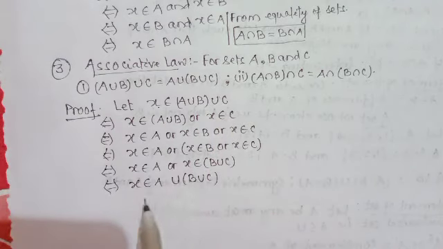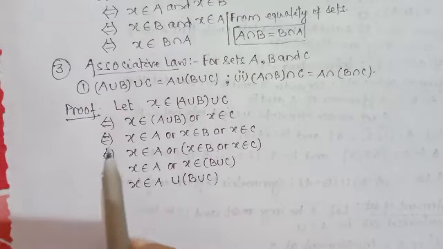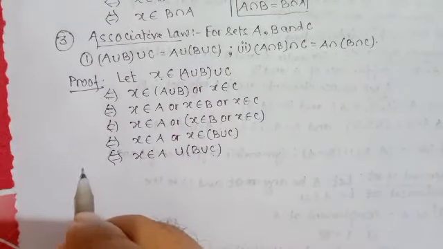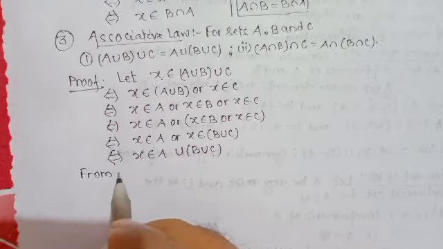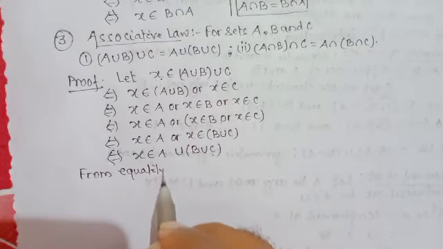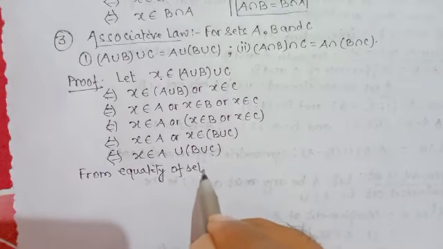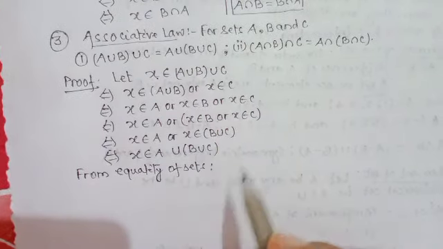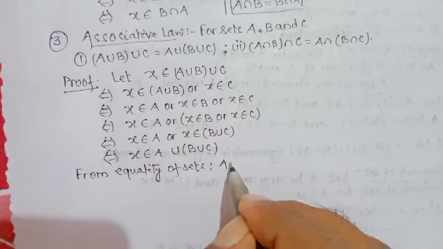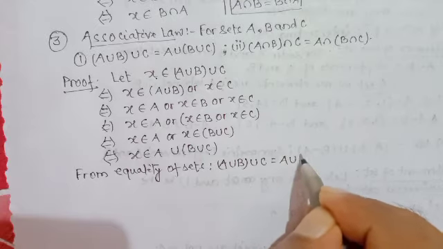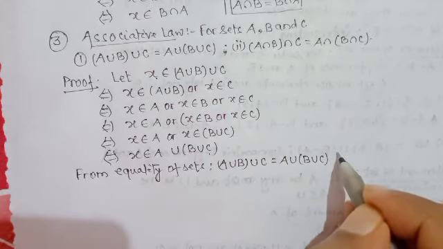C implies this one, and X belongs to A union B union C implies up to A union B union C. So write directly as from the definition of equality, or you may write from equality of sets, A union B union C is equals to A union B union C. This is your result.